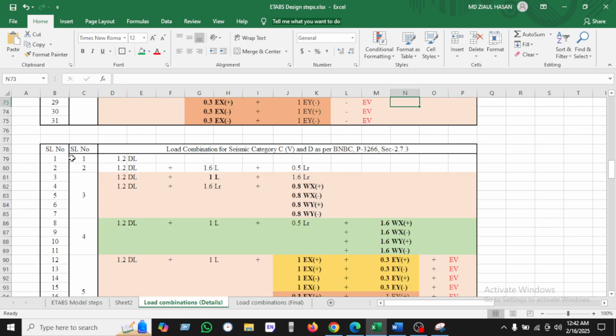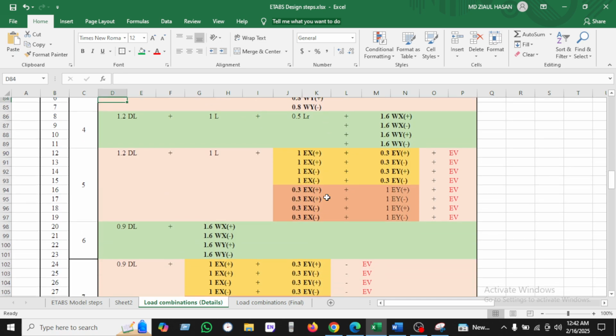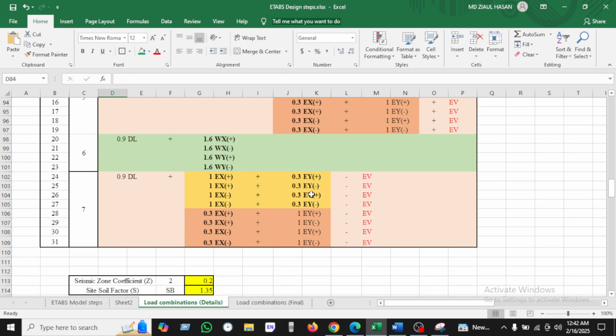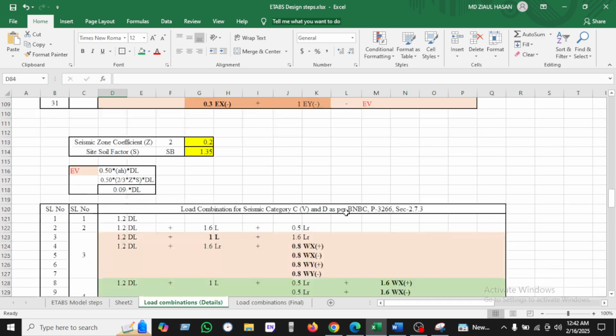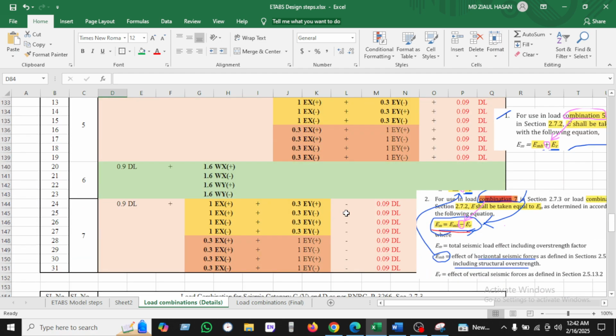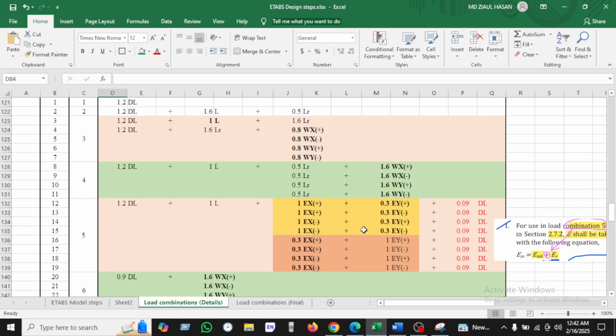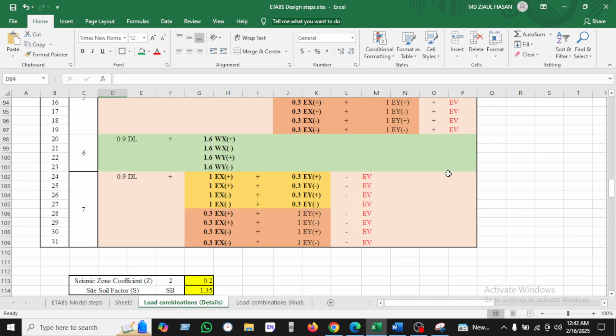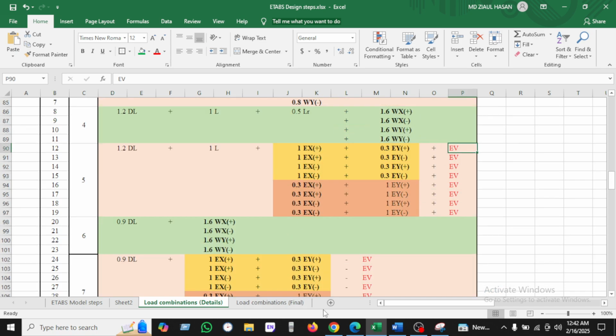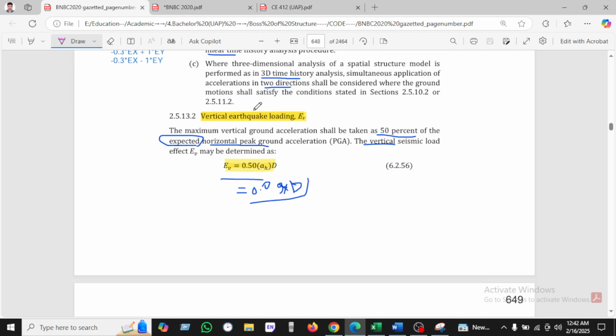Okay, so in this we can see, as we have been seeing, load combination 1 is as it is, 2 is as it is, 3, 4, 5, 6 all are taken as they are. Now we can see how we'll calculate the vertical, which is EV. So now we'll go here.